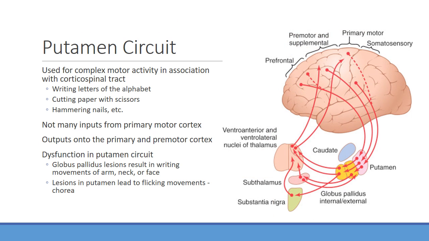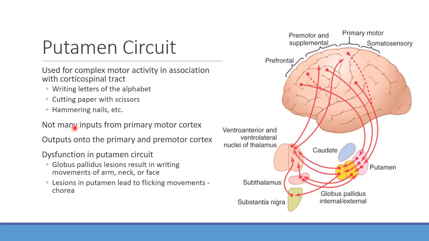But the two main things we're going to look at are a putamen circuit and also a caudate circuit. So we'll look at those two and how those are useful. The putamen circuit ends up getting activated for complex motor activities, and this is, again, in association with the corticospinal tract. So if I needed to write letters on the board, cut paper with scissors, or hammer a nail, those are complicated, complex motor patterns that I need to be able to activate. Just using the corticospinal tract may not be good enough to do those complicated patterns, and so the basal ganglia can be useful for this as well.